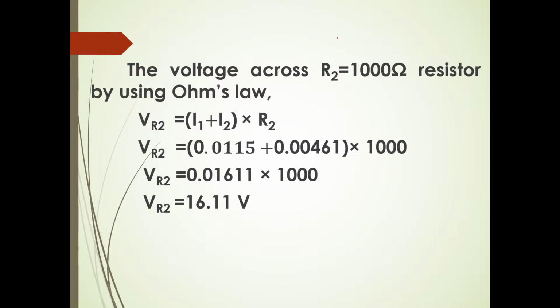Similarly, let us see the voltage across R2. What is the R2 value? It is 1000 ohms. Now applying Ohm's law, VR2 we have already seen: it is R2 into (I1 plus I2). The same equation we are going to consider. So VR2 is equal to what? I1 value is 0.0115, I2 is 0.00461, into R2 value 1000. So 0.0115 plus 0.00461 is 0.0161, into 1000. VR2 you will get 16.11 volts.